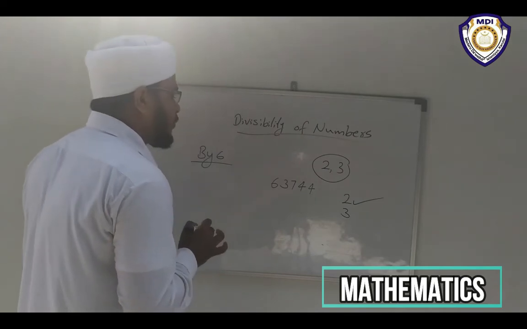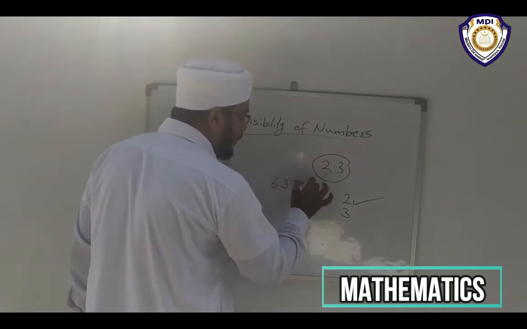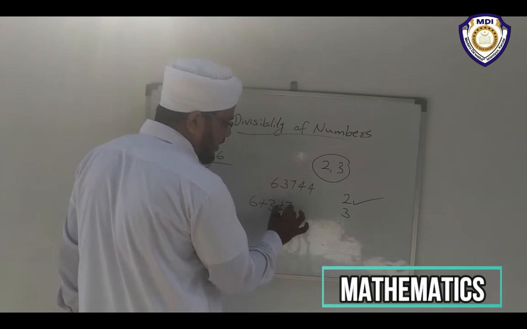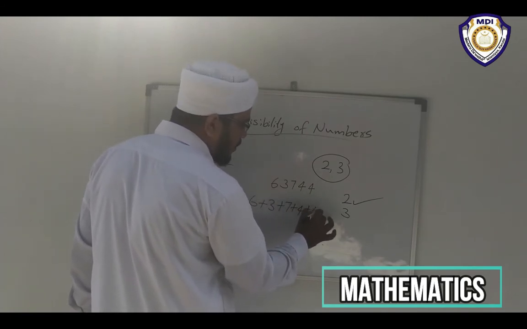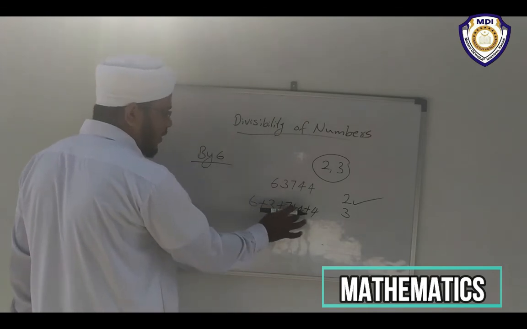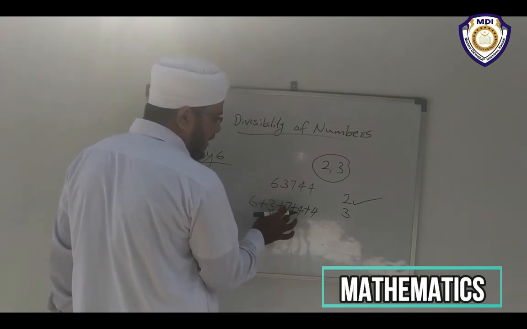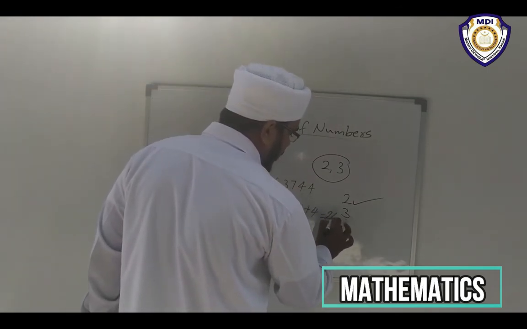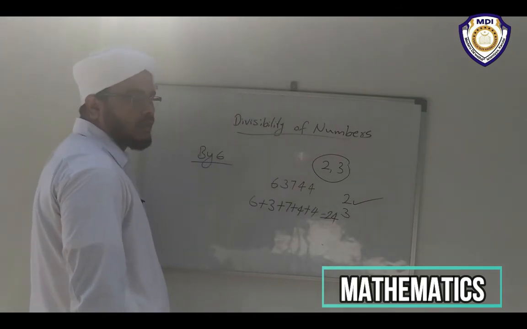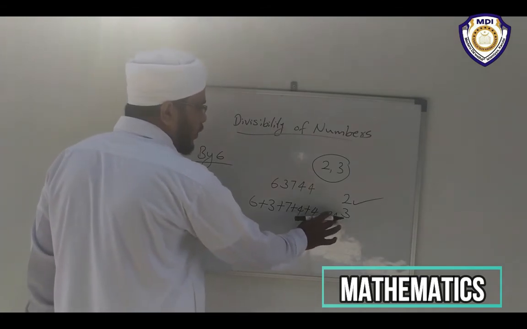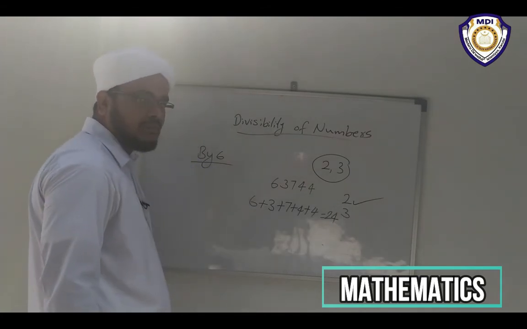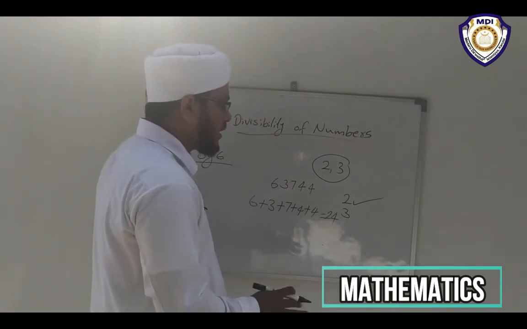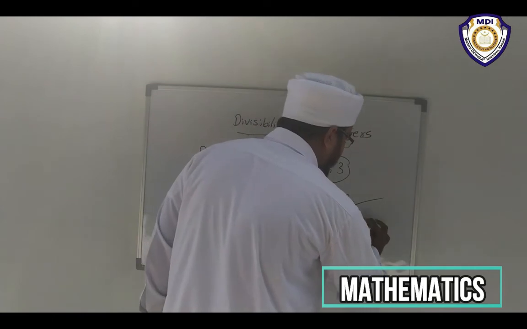How can we check? We have to find out the sum of the digits. Yes, 6 plus 3 plus 7 plus 4 plus 4. 6 plus 4 is 10, 3 plus 7 is 10. Then 20, 24. The answer is 24. So this 24 is divisible by 3. Then the number is divisible by 3.